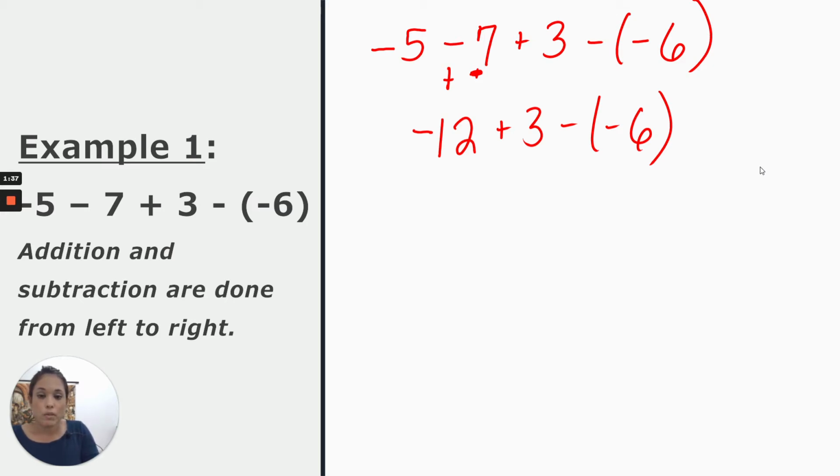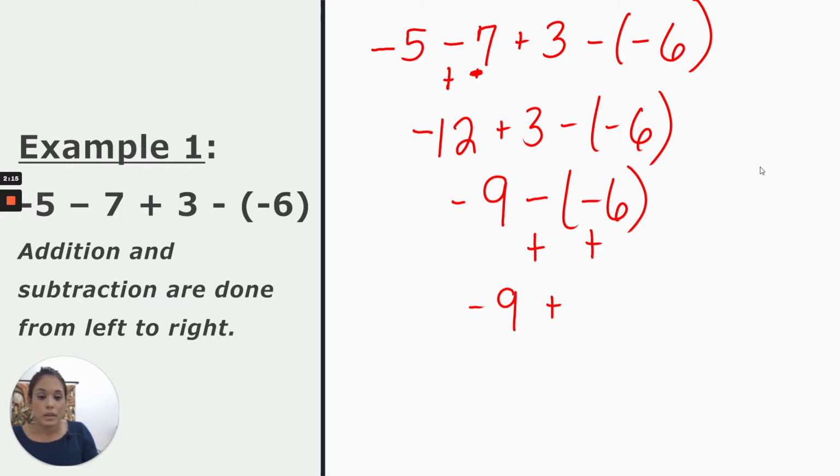The addition rule for numbers that have different signs, we find the absolute value, we subtract the smaller absolute value from the larger. So 12 minus 3 is 9, and then you keep the sign of the larger value. So then I'm going to rewrite this. Okay, I have -9 minus a -6. I'm going to change my operation sign because this is subtraction, applying those subtraction rules, and then change the sign of my second number.